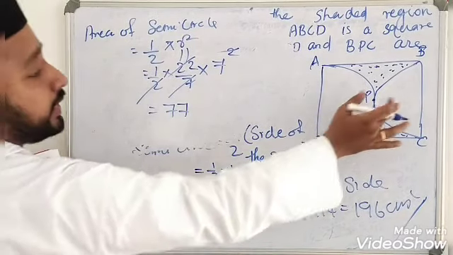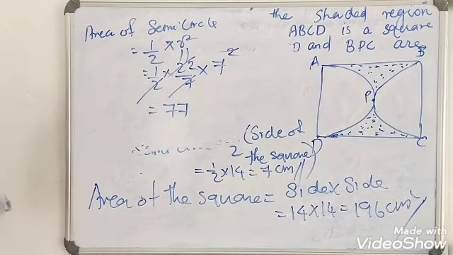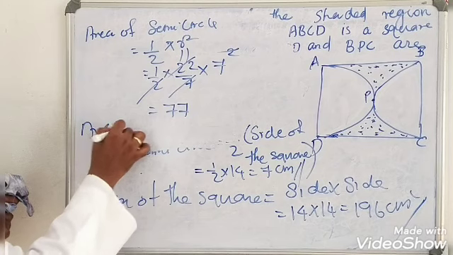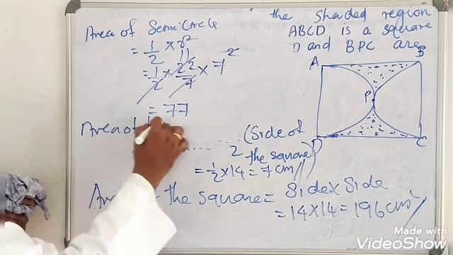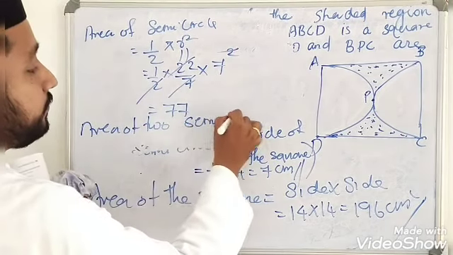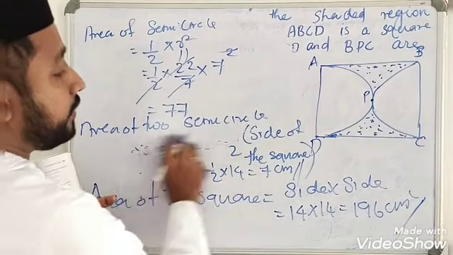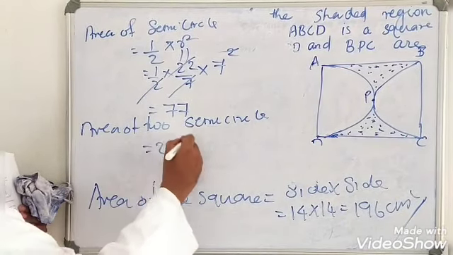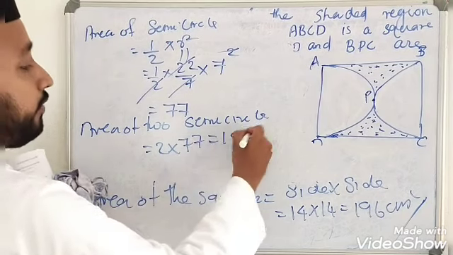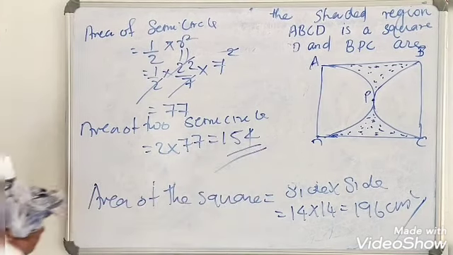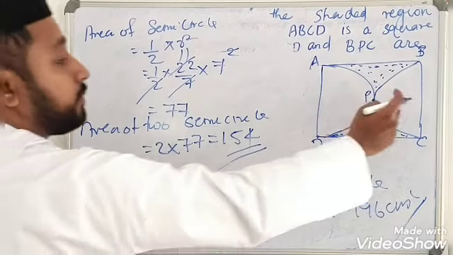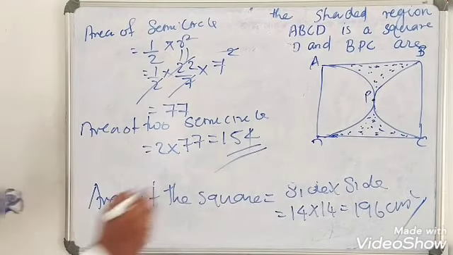Here two semicircles, that is 77 plus 77, 154. So area of two semicircles is equal to 2 into 77, which is equal to 154. So we have the full area. Area of the square is 196. Area of two semicircles is 154 centimeter square.